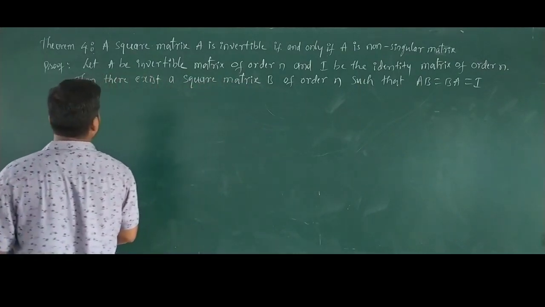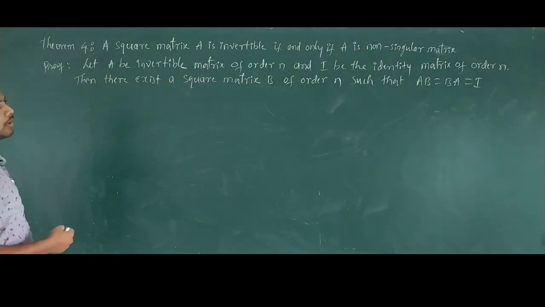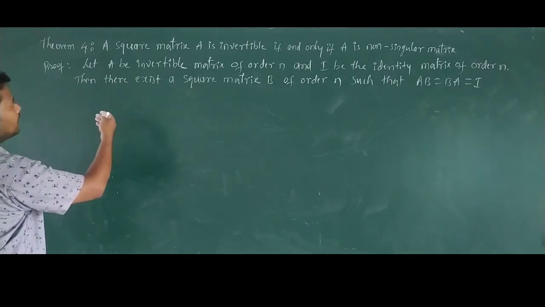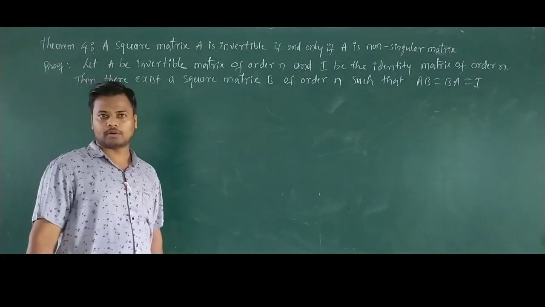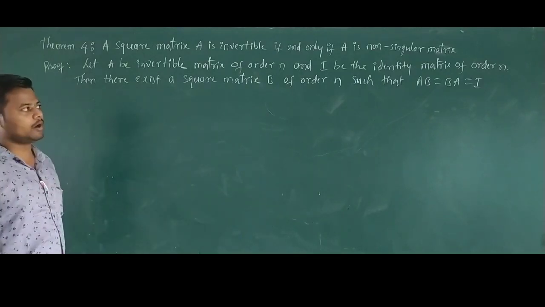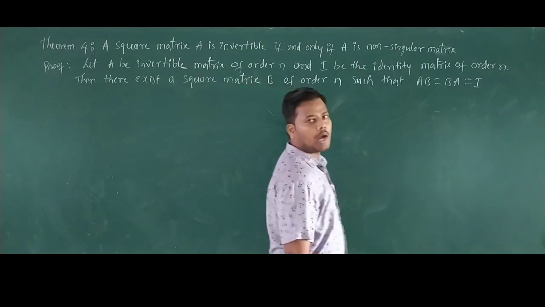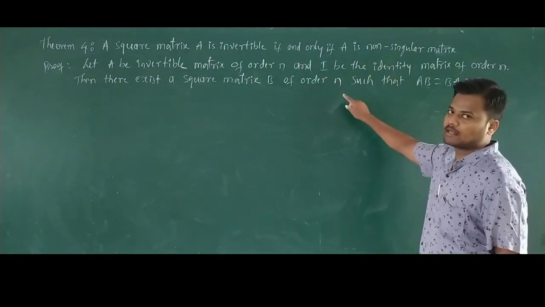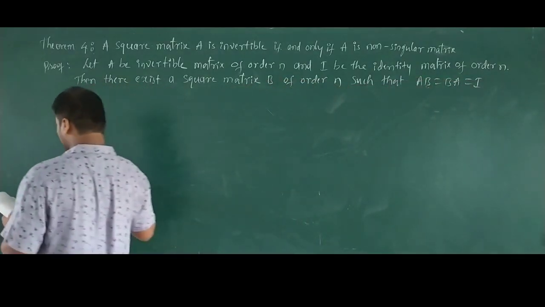We took at first that A is invertible, and we have to prove that A is non-singular. So let A be an invertible matrix of order n and I the identity matrix of order n. Then there exists a square matrix B of order n such that AB equal to BA equal to I. So here B is called the inverse of matrix A, and A is called the inverse of matrix B. Okay, see what happens now.